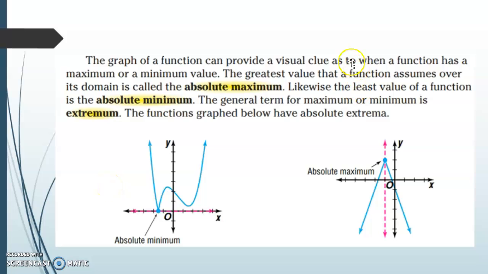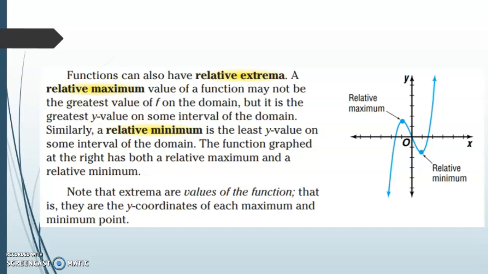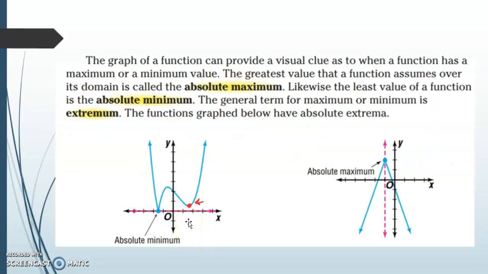What I said before: the absolute maximum is the very highest point, and the absolute minimum is the very lowest point. This point right here is a low point on this curve. It's not, however, the absolute minimum. It is called the relative minimum. Relative to the points around it, it is a minimum. So this particular graph has a relative minimum and an absolute minimum.